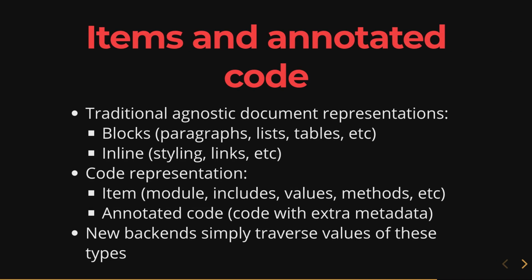Traditional document representations, such as Pandoc's internal data types, usually have a split between block items, such as paragraphs, lists, headings, and so on, and inline elements representing styling like bold or links, or straightforward text. Code is naturally more hierarchical than this, so we have more of a tree structure, but broadly we have the same sort of split. We have items, which are the equivalent to blocks and contain headings, documentation blocks, as well as declarations such as modules, types, and values.